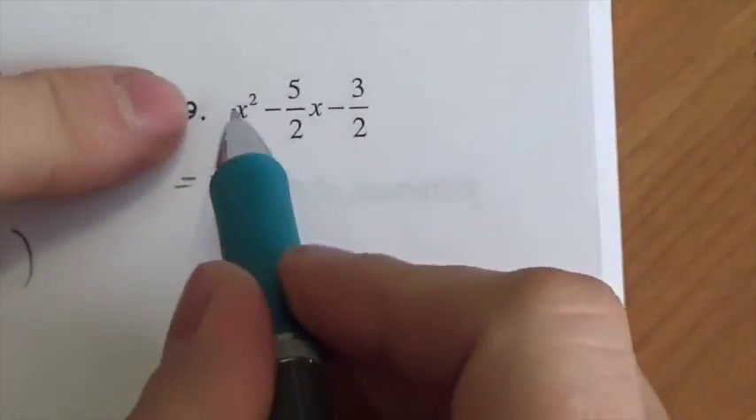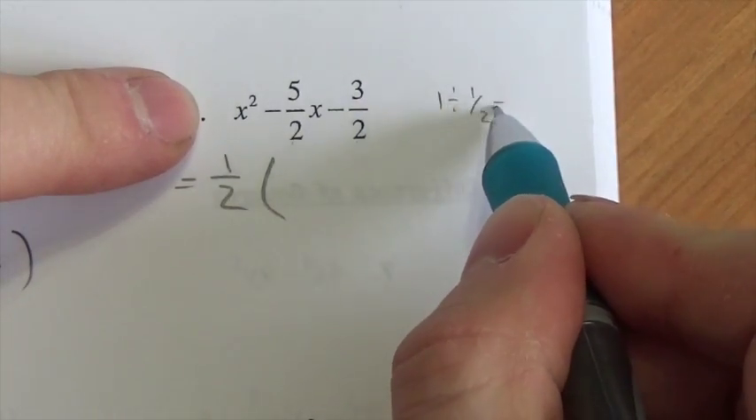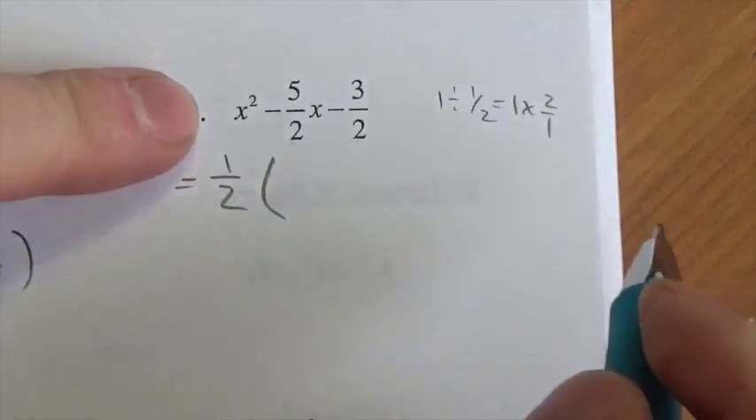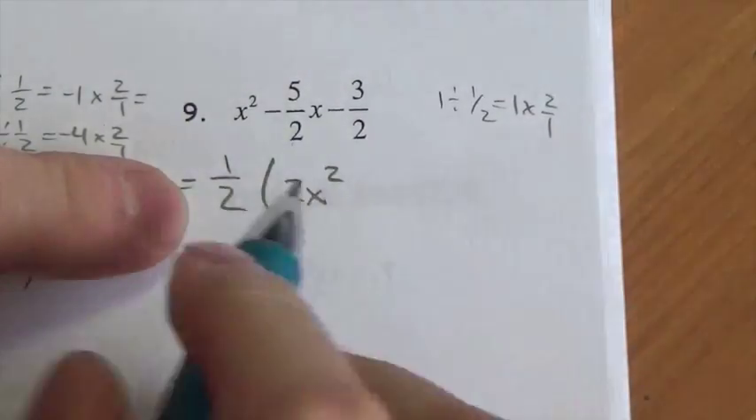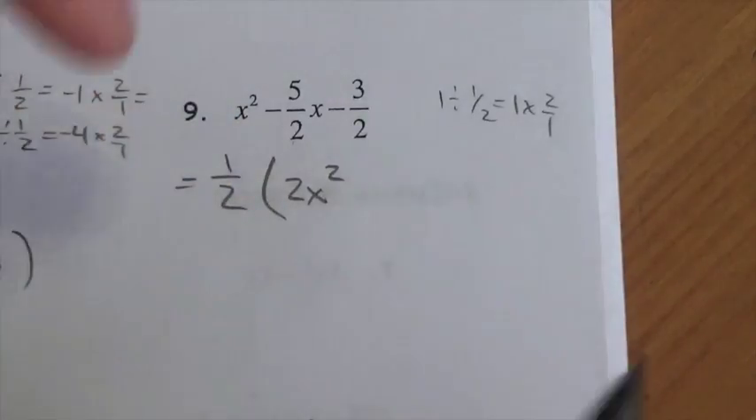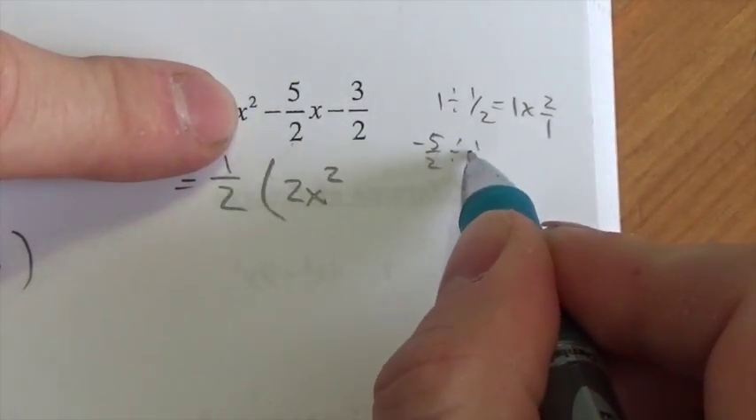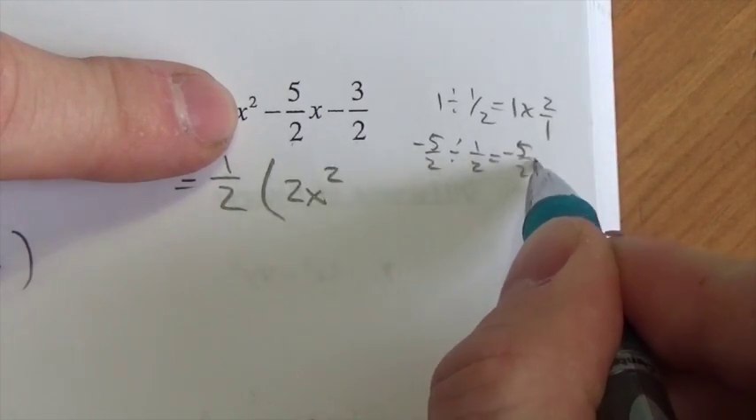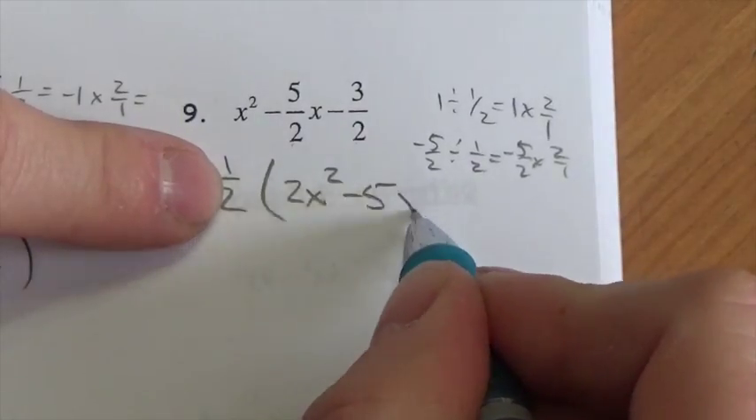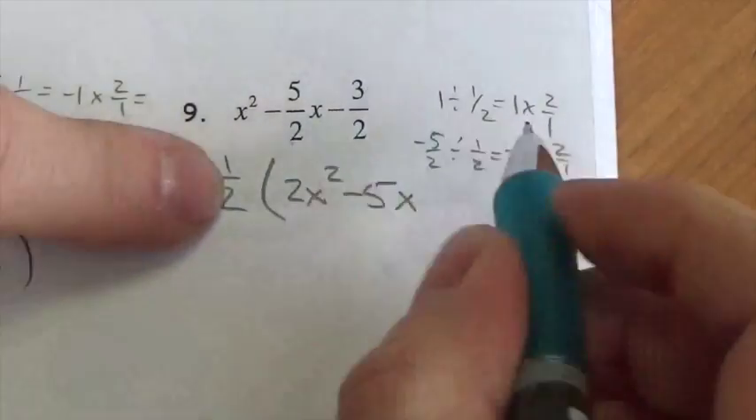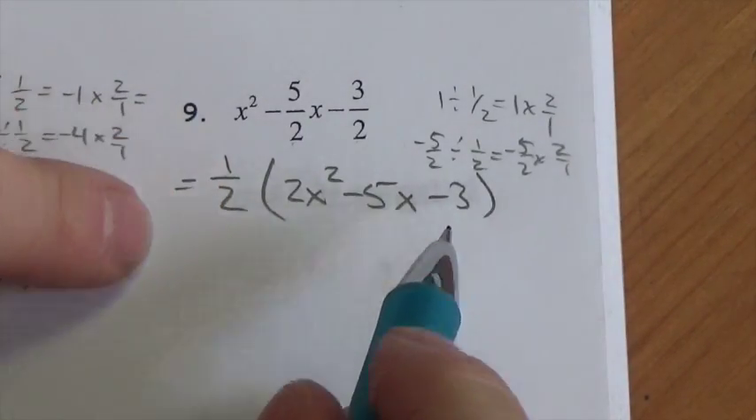Now, the coefficient here is 1. And remember, I'm dividing by 1/2, which means I'm going to multiply by 2/1, which means in front of the x squared, I will be left with 2. Now, these last two are a little bit easier. The coefficient here is negative 5/2. If you divide by 1/2, that's negative 5/2 multiplied by 2/1. The 2s will cancel, and so I'm just going to be left with the numerator. And the very same will happen with that constant. I'm just going to be left with the numerator.